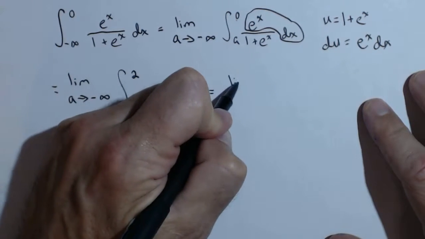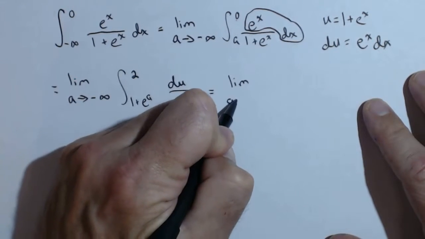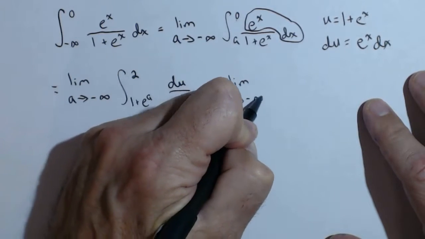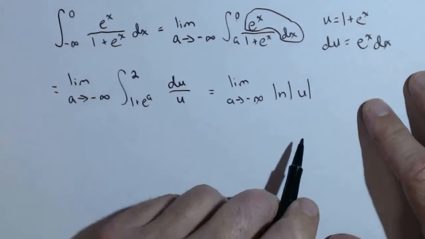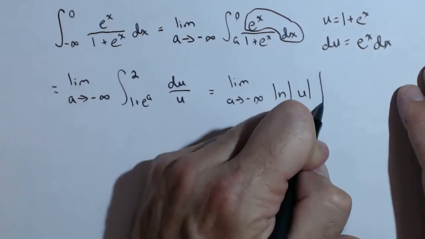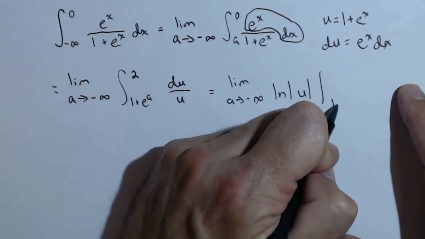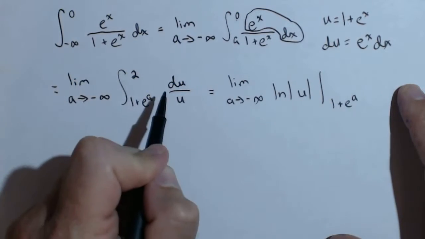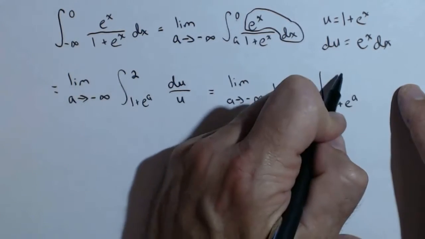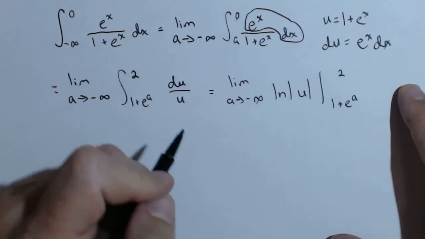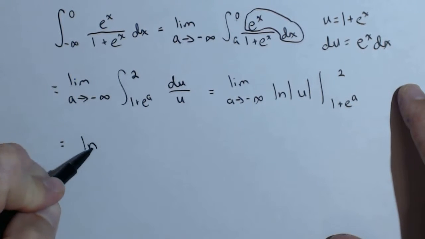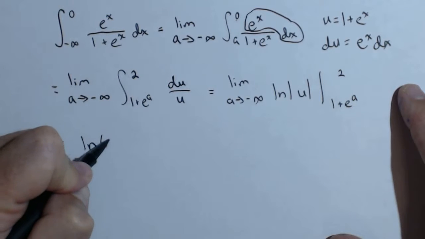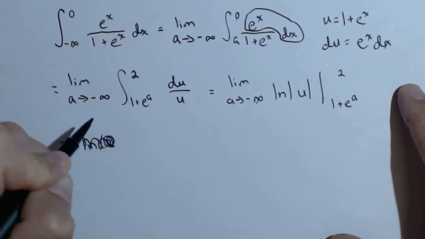My antiderivative in this case is actually one of our basic ones, and it turns out to be just natural log of the absolute value of u. And you don't really need the absolute value. Both of our limits are going to be positive. So 1 plus e to the a and 2 are our limits. So we are going to have ln of 2. Let's rewrite that because I want to have the limit up front.